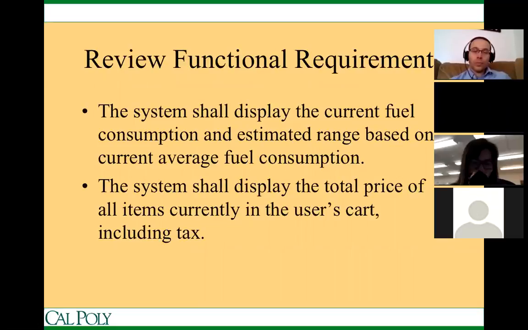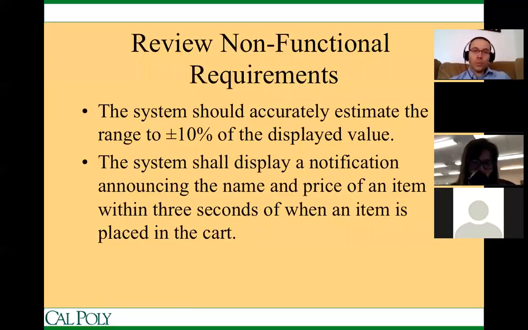Okay, so two good examples there. Let's look at two non-functional requirements. The first one: the system should accurately estimate the range to plus or minus 10% of the displayed value. Again, we're missing some context. What exactly is the range here? I don't know. But what kind of requirement is it? It's non-functional. Is it looking at accuracy, reliability, security? It's talking about accuracy.